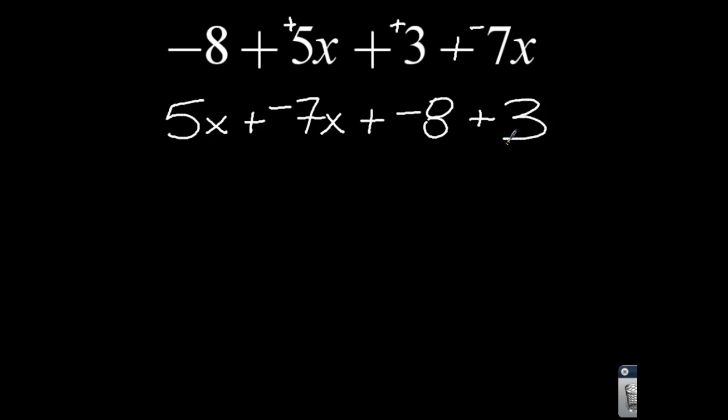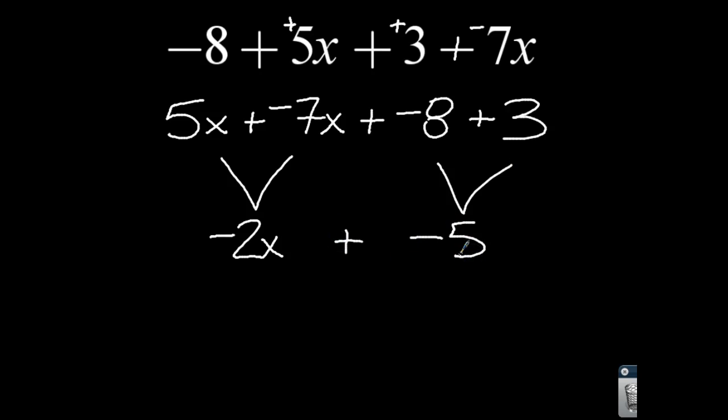Now I can go ahead and combine my like terms here. 5x and -7x is going to give me -2x, right? Because I'm really just adding the coefficients. That's the whole idea of identifying the coefficients. I have 5 of these. I have -7 of those. When I combine them, I have -2 of them. Okay. Here, I have -8 and positive 3. So that's going to give me -5. So if I want to rewrite this a little bit simpler, I could do -2x minus 5.